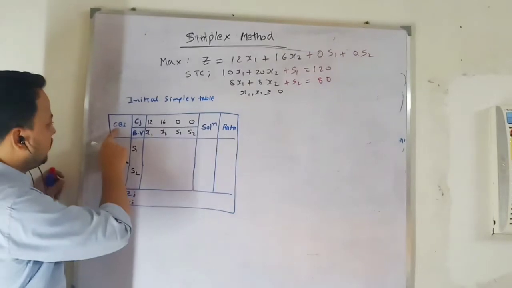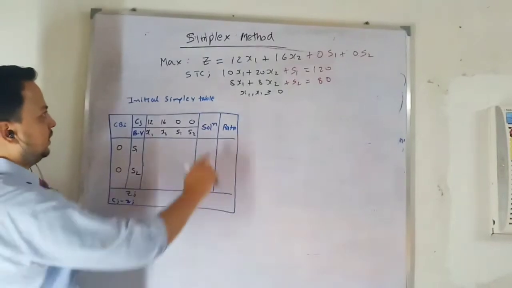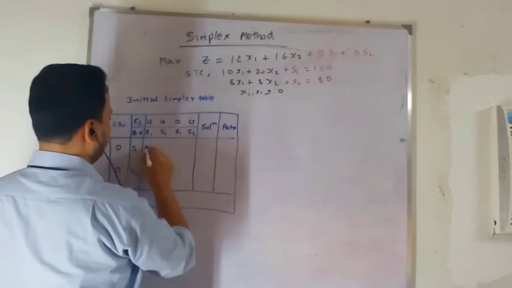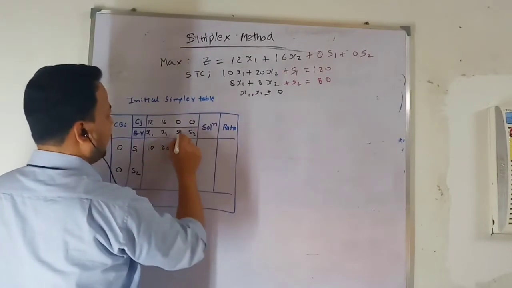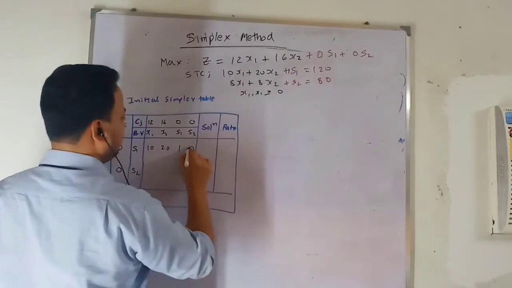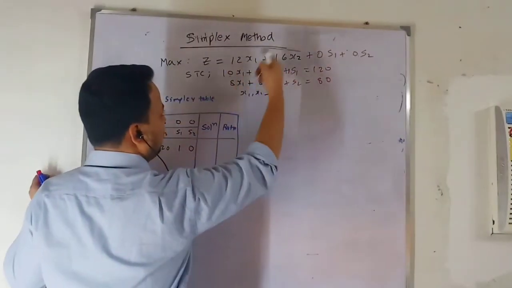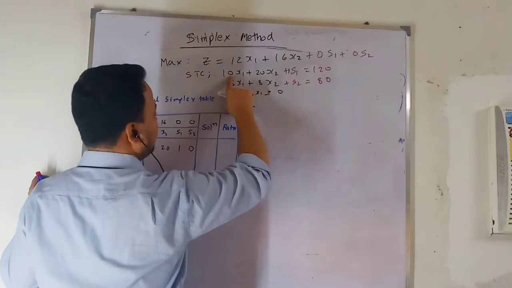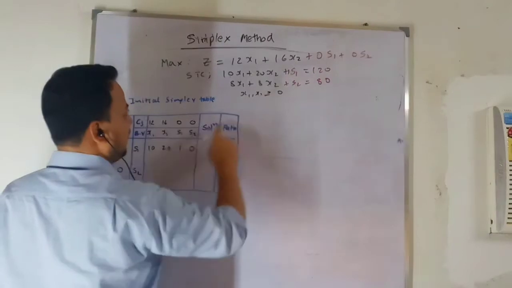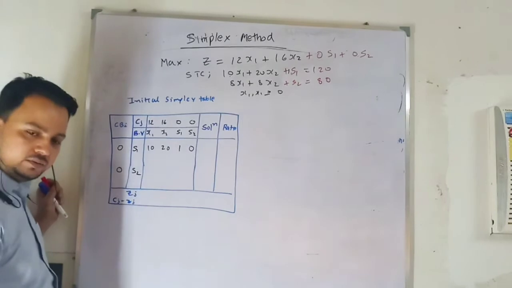Now, the basic variables are the ones I have introduced, s1 and s2. In the initial simplex table you use your slack variables first, so you write s1, s2 here. The coefficient of these basic variables is 0 and 0. Now you write the terms in the first row. In the first equation that I have converted from the constraint, I have 10x1, so the coefficient is 10. For x2 it is 20, for s1 it is 1, and I don't have s2, so its coefficient is 0. Clear?